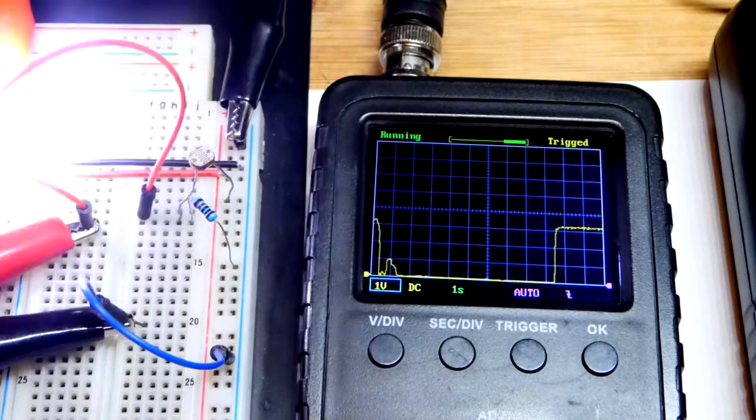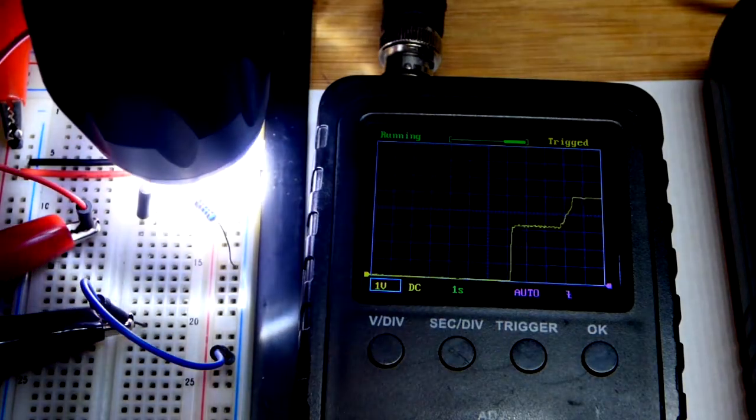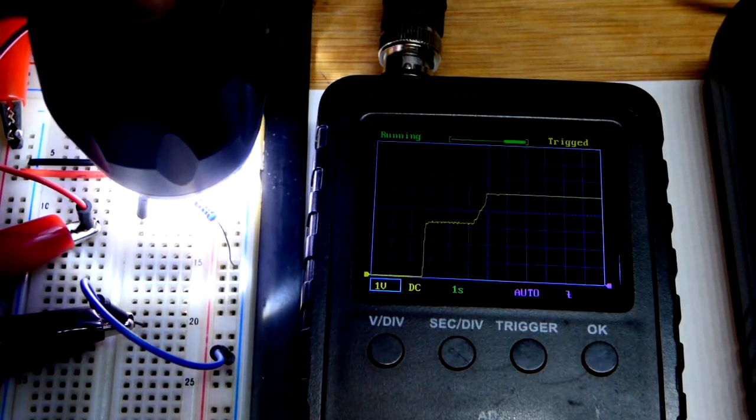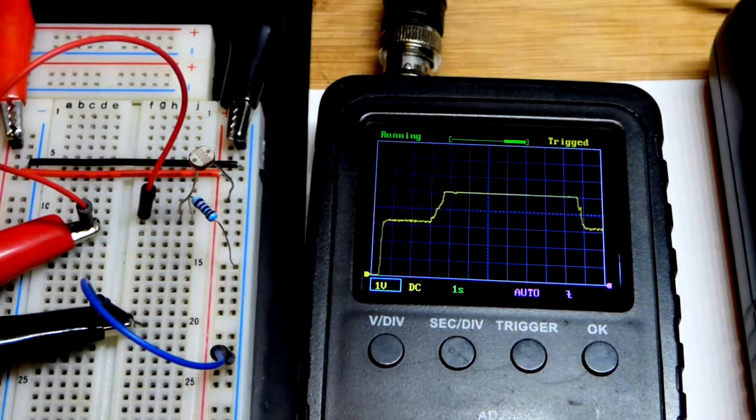If I get the light bright enough, we're using a 5 volt power supply. Now you can see that we've got a low enough resistance to the positive side that it sees 5 volts.